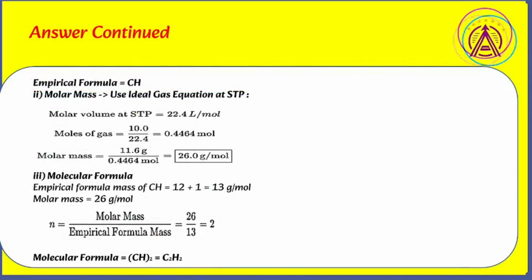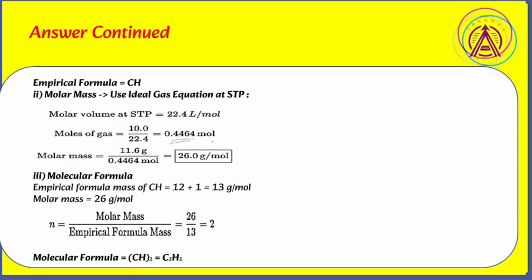So once I know the empirical formula, I have to calculate the molar mass. How do we calculate molar mass? We use the ideal gas equation. We know that molar volume at STP is 22.4 liters per mole. So the moles of a gas at STP is nothing but the given volume at STP divided by the molar volume at STP, which is 10 by 22.4.